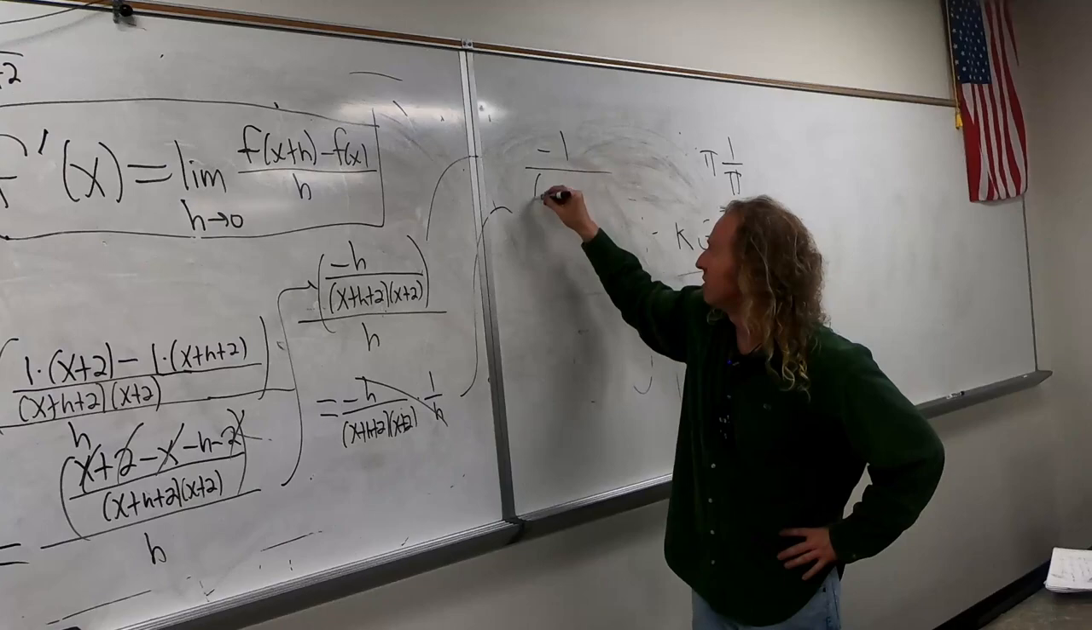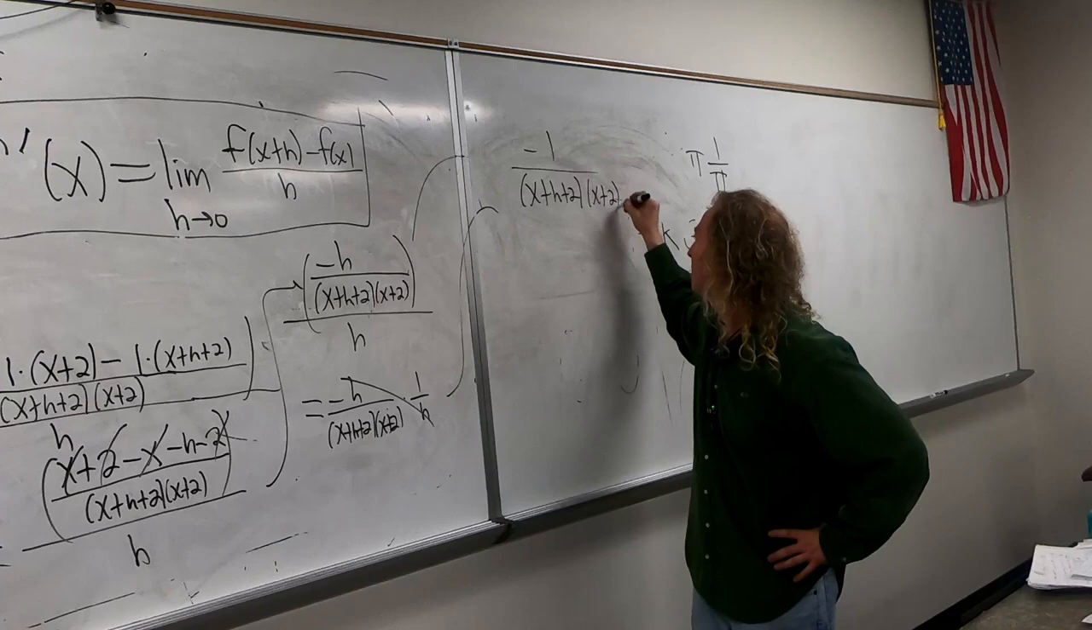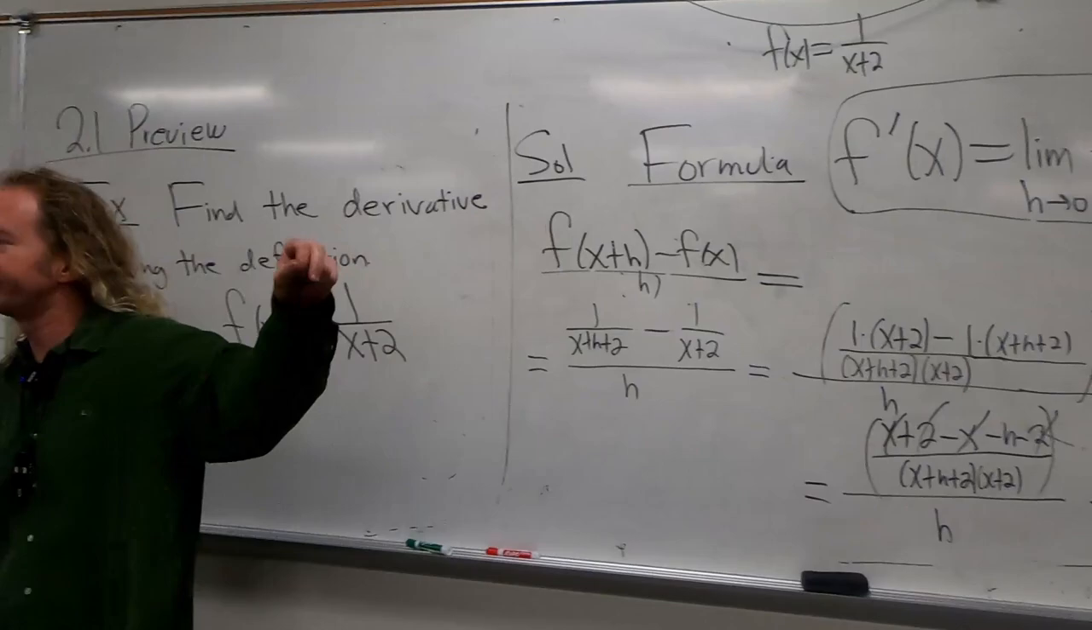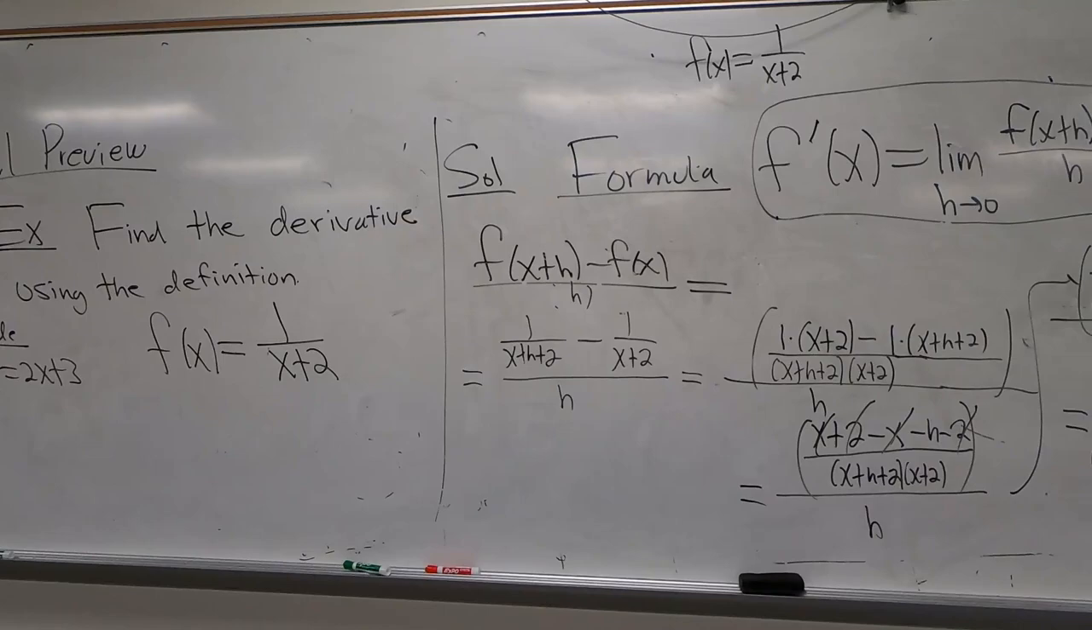So then this is x plus h plus 2, x plus 2. In college algebra, this would be a hard college algebra problem. You would stop here, right? And you would call that the difference quotient. Okay, we're almost done. The next step is just a formality, and it's very simple.